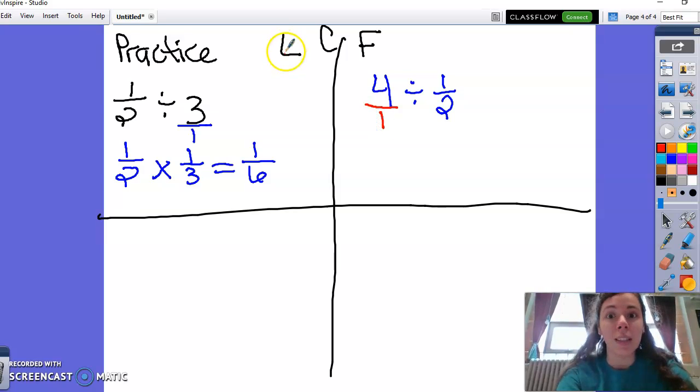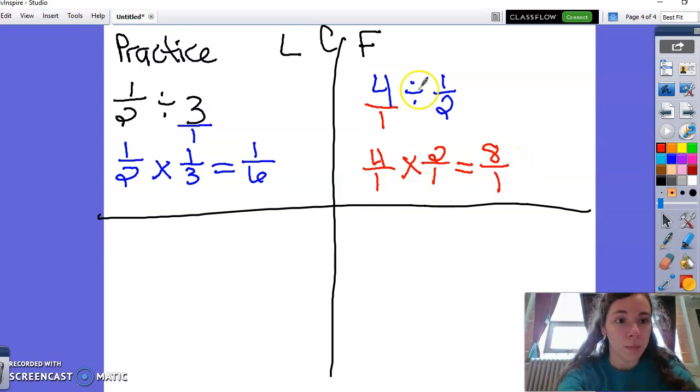First thing we're going to do is leave it alone. So 4 over 1 is going to stay as it is. Change our operation. Flip the second number over. So in this case, I've got a fraction here. The 2 will flip on top and become the numerator, and the 1 is going to flip to the bottom to be the denominator. Now I have 4 over 1 times 2 over 1. 4 times 2 is 8. 1 times 1 is 1.